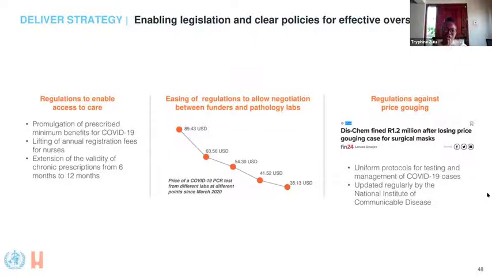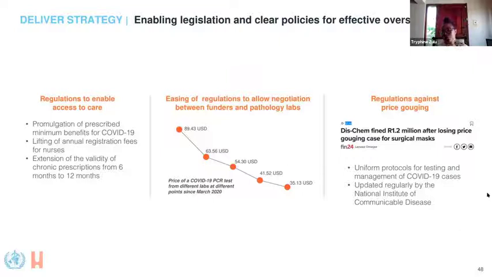And in terms of the regulations as well, we've got very strong competition regulations. So for the purposes of COVID during this time, there was a relaxation of the regulations to allow the private funders to engage with pathology labs and also across the entire health sector, to allow that engagement without violating the competition rules around pricing regulations. And you'll see in the middle part of the slide that because of that engagement, there was a move in the pricing of pathology testing, or the PCR test for COVID. It moved from around $89 to around $35.